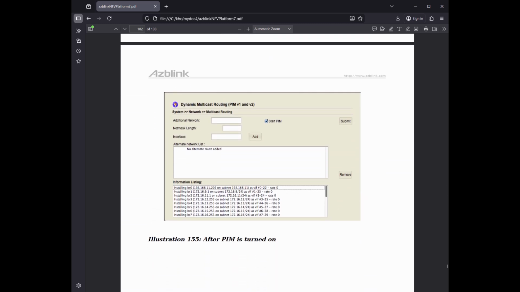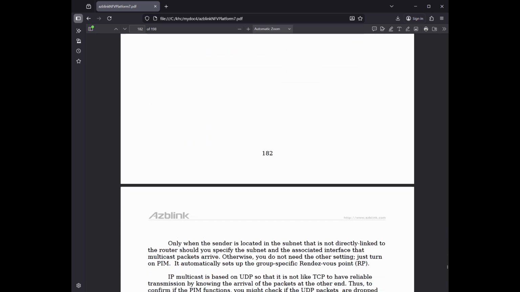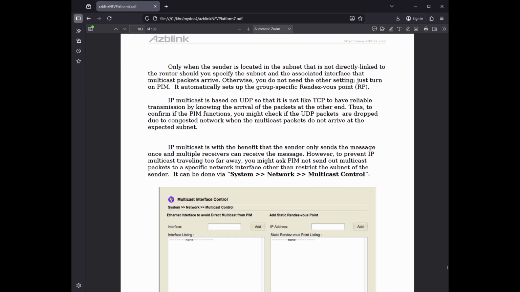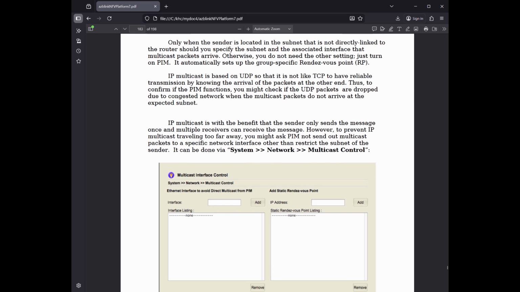Only when the sender is located in the subnet that is not directly linked to the router should you specify the subnet and the associated interface that multicast packets arrive. Otherwise, you do not need the other setting, just turn on PIM. It automatically sets up the group-specific rendezvous point, RP.